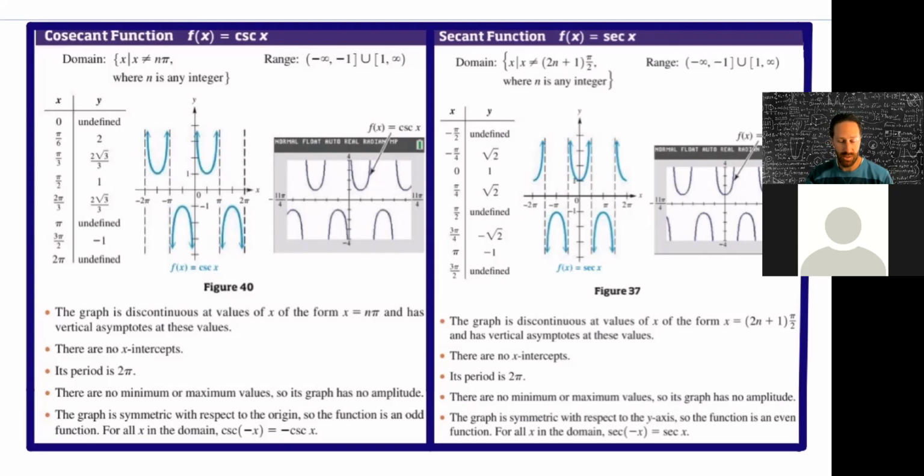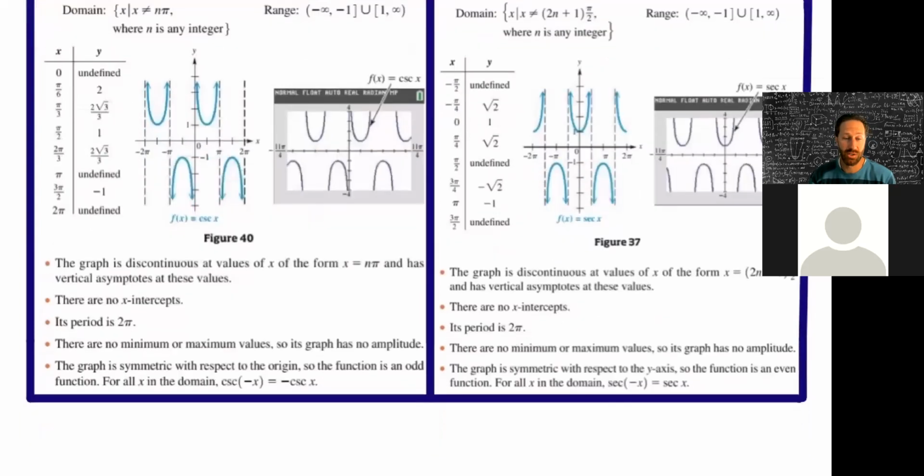Okay? So you can see there's no intercepts. Period is still 2 pi for each of these. And because there's no max or min, there is no amplitude technically, even though we'll still refer to it for any translations, stretching or compressing. And then remember we mentioned the symmetry stuff. Okay, don't worry too much about that, but again, it's there for your convenience. All right, so we're going to move on to the last two.